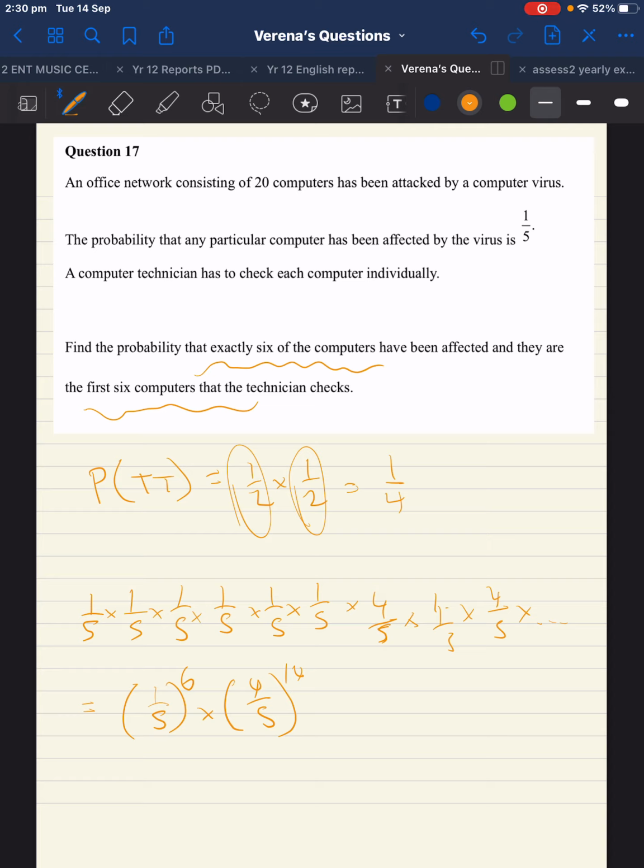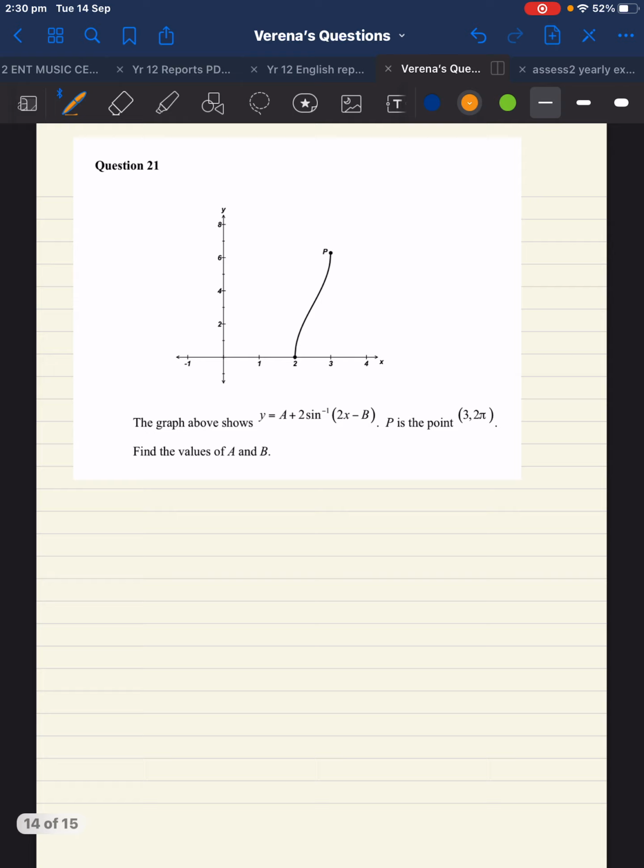You've got a 1 in 5 chance of a computer having a virus. And we're finding the probability that the first 6 the technician checks all have viruses, and that for the next 14 that he checks, they don't. This here ends up giving you the probability. So hopefully that makes sense.